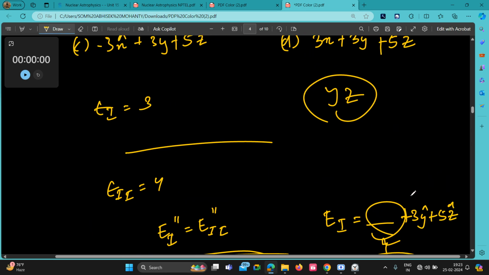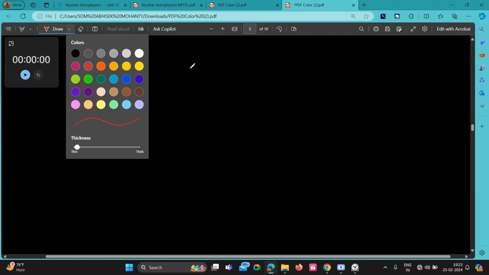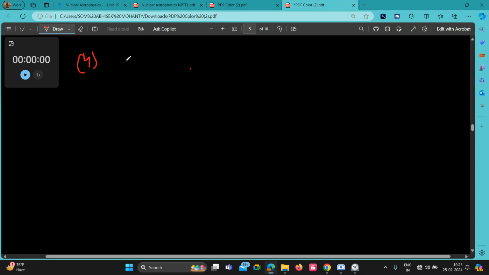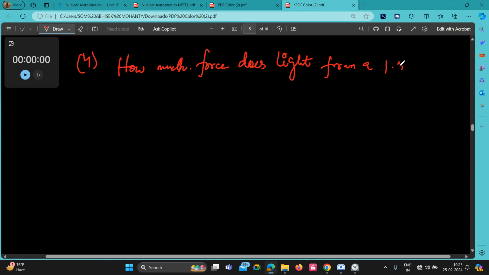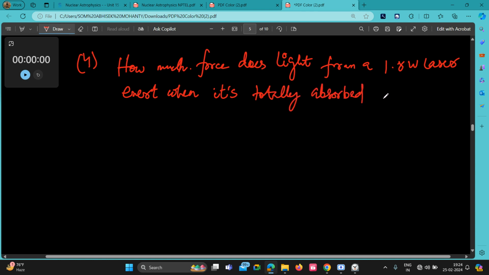Okay, next question. Question number 4 is: how much force does light from a 1.8 watt laser exert when it's totally absorbed by an object?